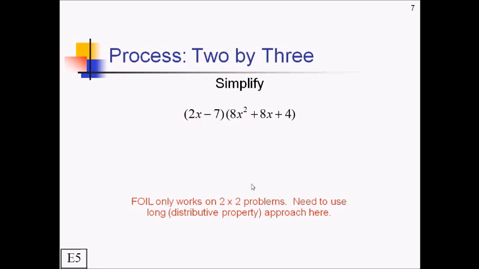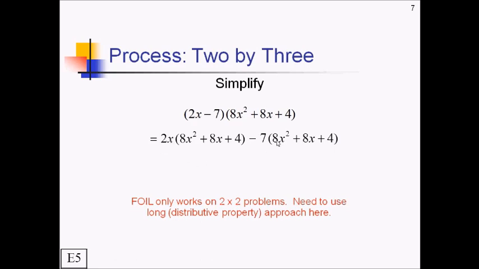So in order to do this correctly, we have to use our longer approach that we saw in the beginning. So we can rewrite this as 2x times the whole second parentheses. Yuck, I know, but it'll pay off in the end. And then we've got negative 7 times that whole second parentheses. So you don't have to write all this stuff out. If you can keep track in your head, I'm going to multiply 2x by all the stuff over here, and then I'm going to multiply negative 7 by all the stuff over here, you can do it that way. I usually write this out, though, just so I don't lose anything.